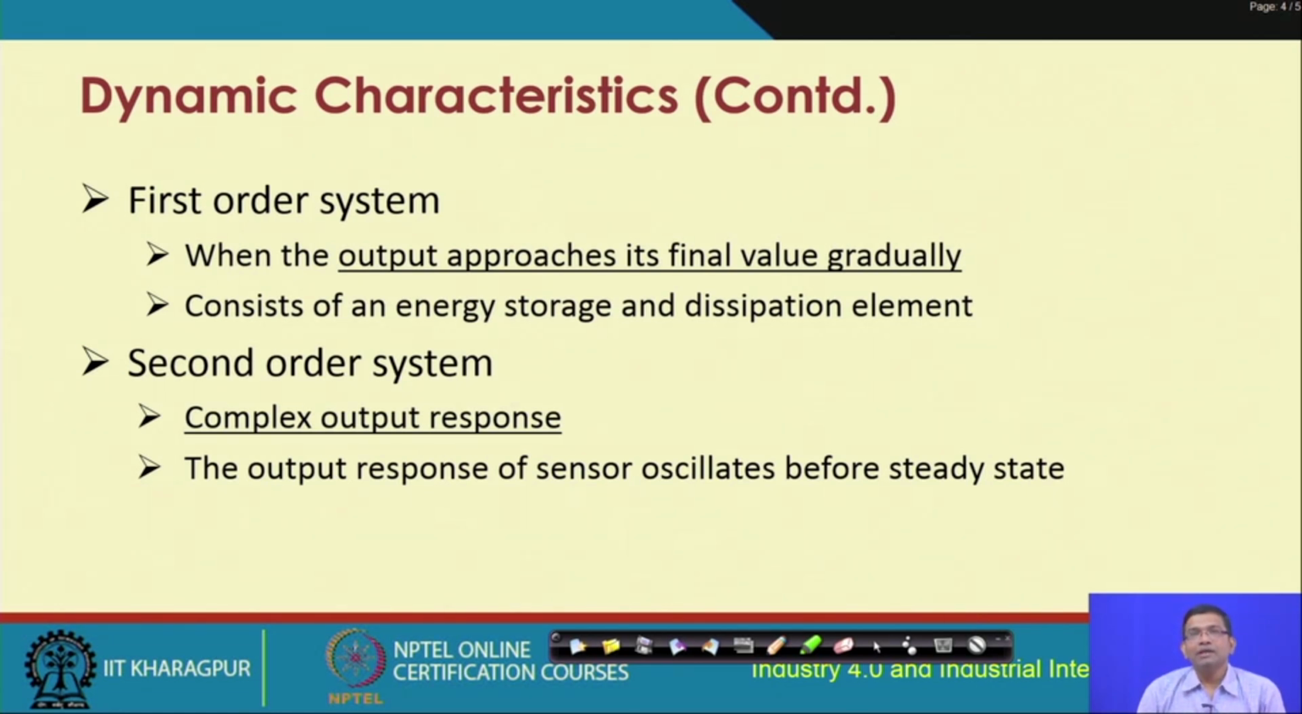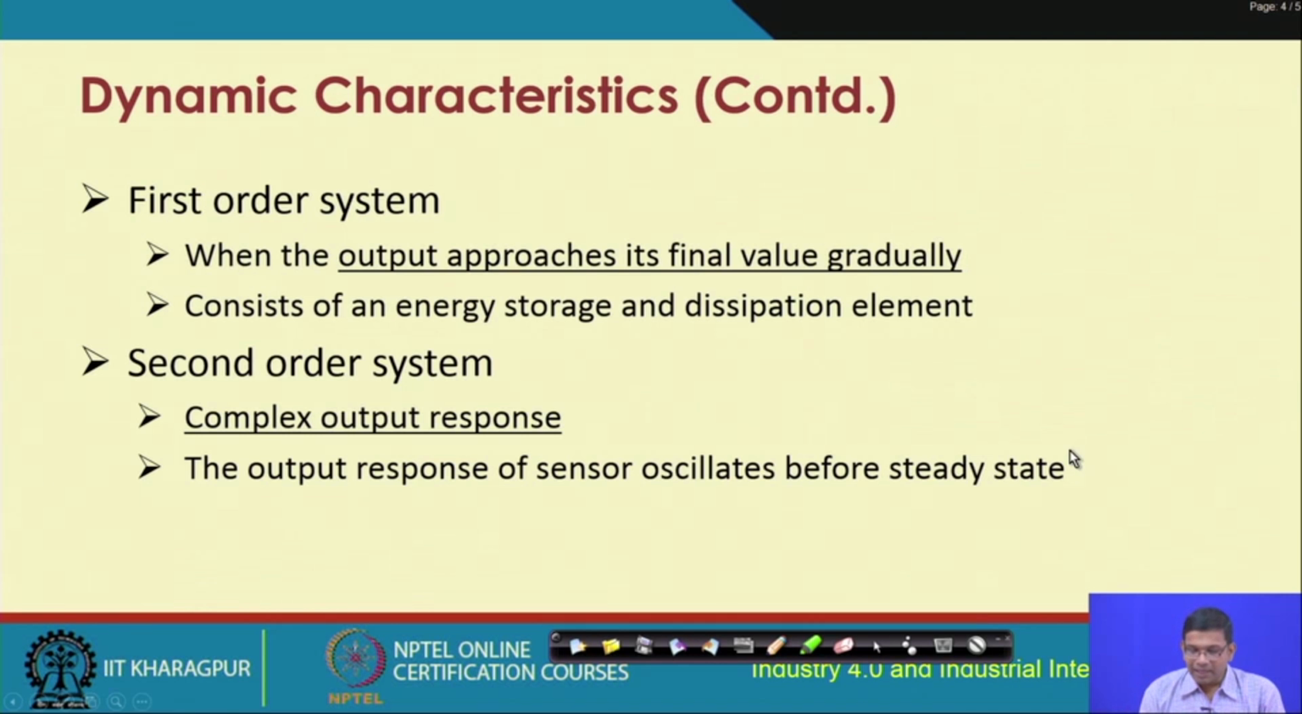So, typically, let us say there could be a capacitor which will store this energy and dissipate it over a duration of time in these systems. Second order systems will have a complex output response, not gradual. And the output response of these sensors will typically oscillate before the steady state, right.